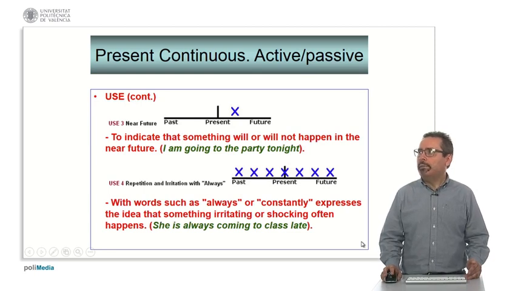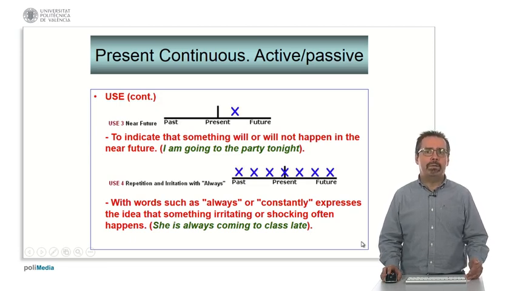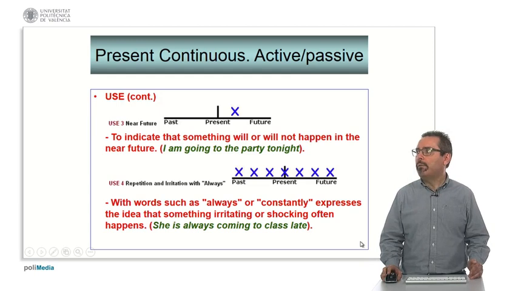And also the present continuous can indicate something that will or will not happen in the near future. It can also be used for near future. For example, I'm going to the party tonight. Or it is also associated with words such as always, constantly, or similar to express the idea that something irritating takes place. For example, she is always coming to class late.